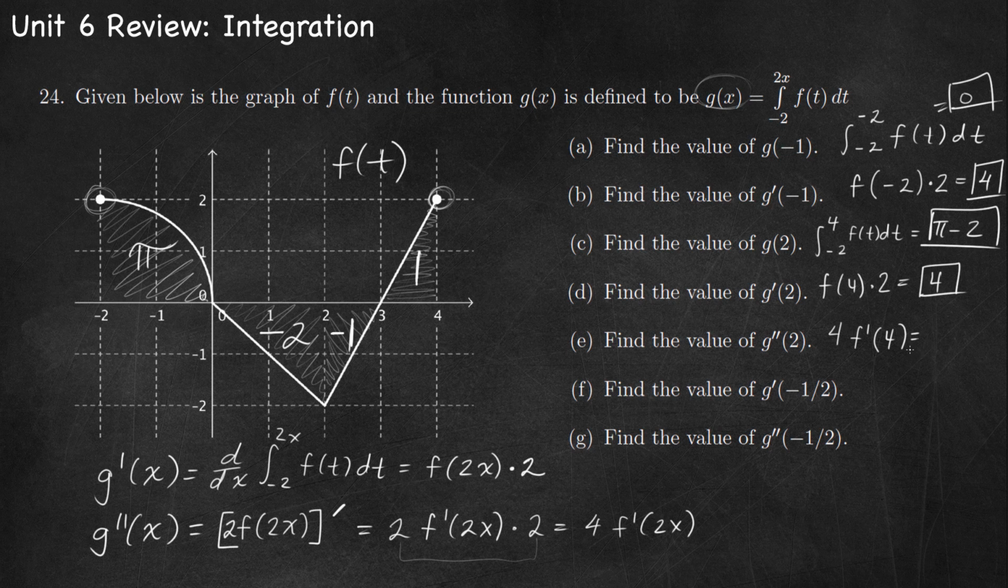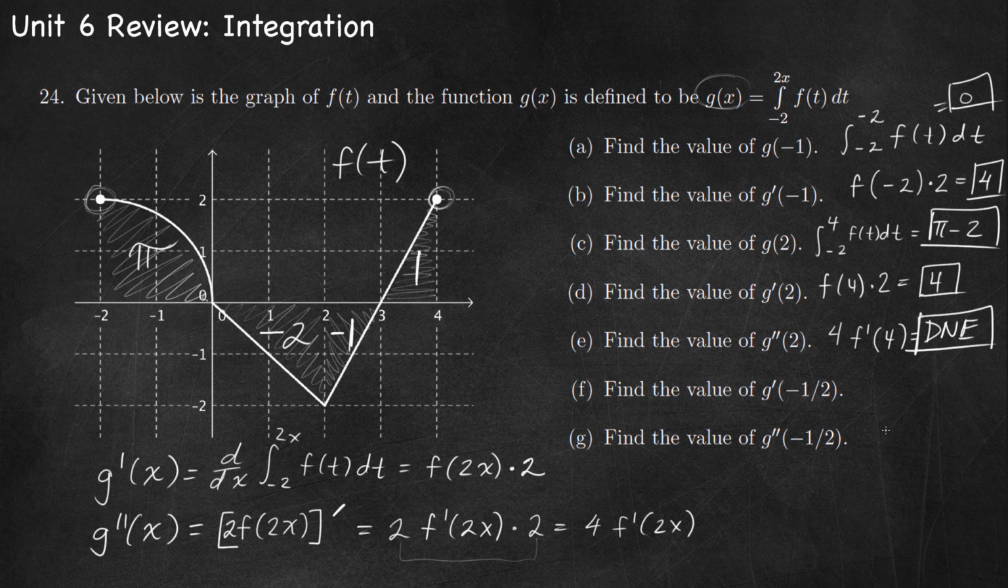I have the graph of f. F prime of 4 is going to be the slope at 4. Well, that's problematic. If we look at our graph, at 4, the slope does not exist because 4 is clearly marked as an end point. We have a slope leading up to 4, but at 4, the derivative does not exist. F prime of 4 does not exist. So I'm just going to say does not exist. We can't calculate g double prime of 2.